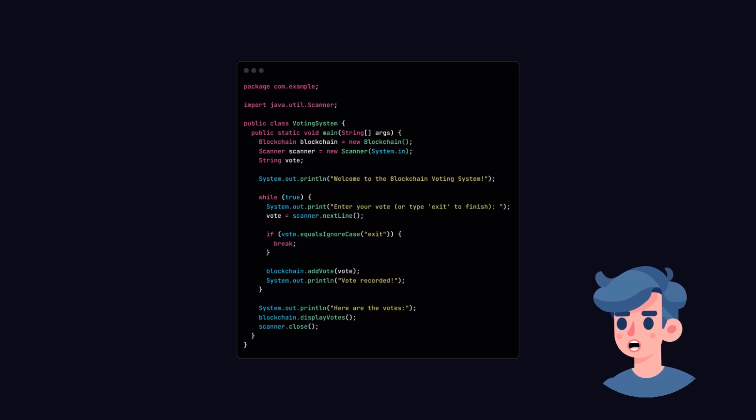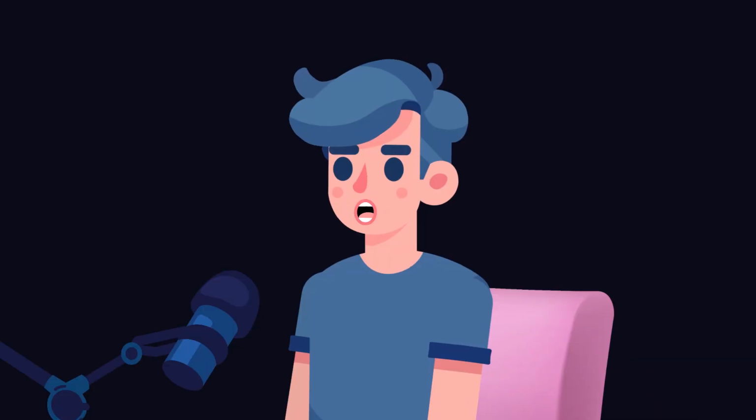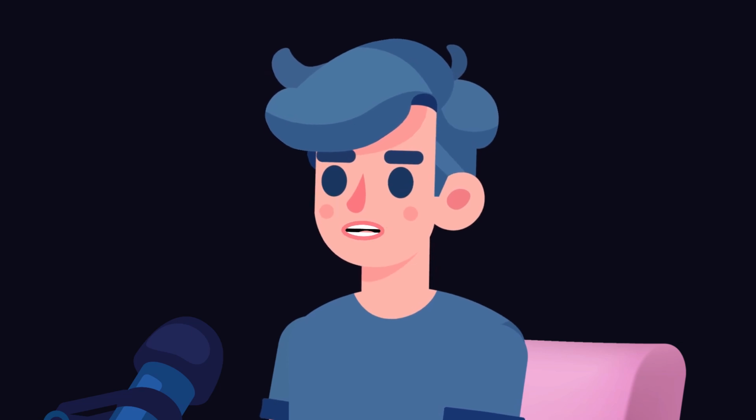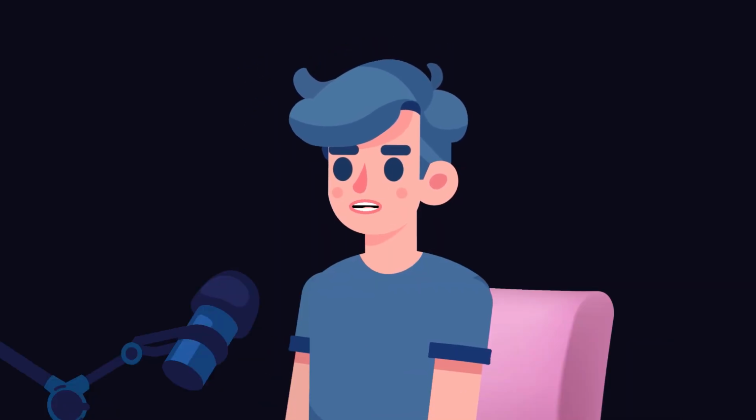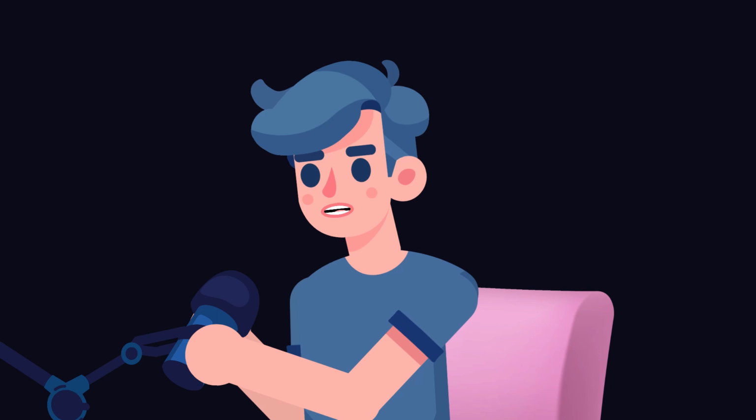Now we are going to create a simple console interface for our voting system. Create a new class named VotingSystem to serve as the entry point for interacting with our blockchain voting platform. In the VotingSystem class, we're using a Scanner to accept user input. Users can vote repeatedly until they type exit. After that, we display all recorded votes from the blockchain.